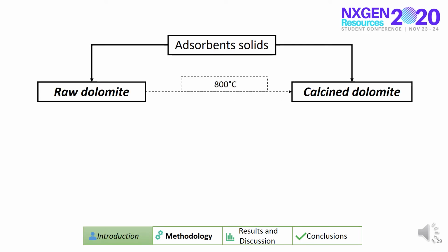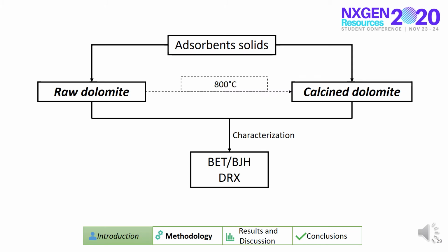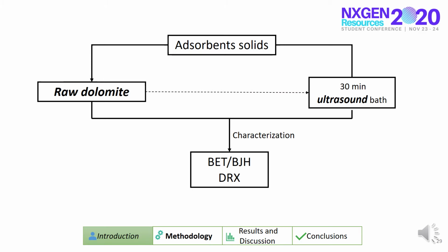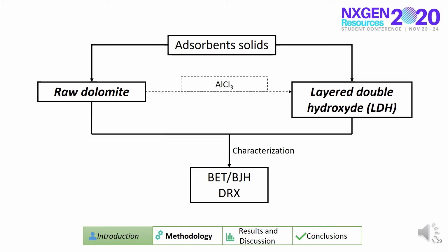As adsorbent solids, raw dolomite and dolomite calcined at 800 degrees Celsius were used. We applied techniques such as nitrogen adsorption-desorption and X-ray diffraction to characterize the materials. Raw dolomite was also modified for 30 minutes with an ultrasound bath. The chemical modification of dolomite was carried out with aluminum salt to obtain a layered double hydroxide.